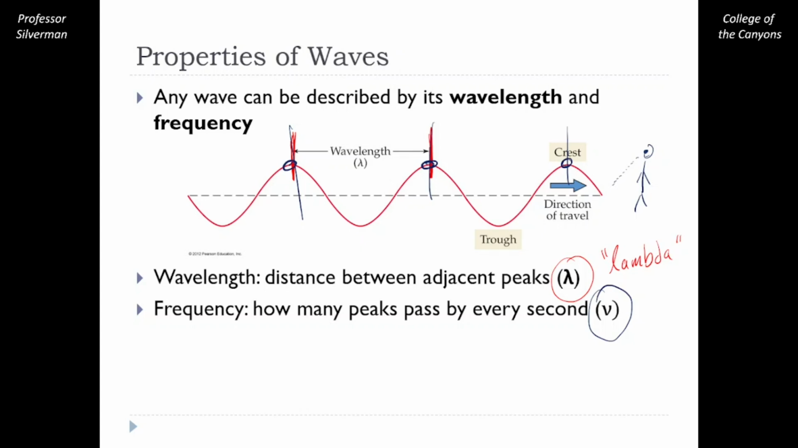For frequency, I like to use this symbol. Again, this is a Greek letter. This is the Greek letter for N, called nu. It looks like a V, or I sometimes draw it as a V with some tails on each side, just so that it looks different than the V in English.